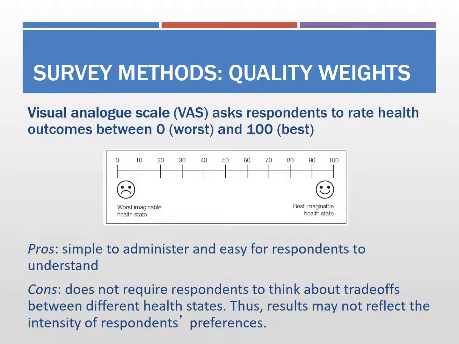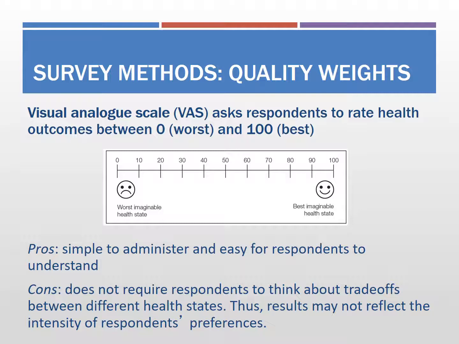One very simple way to do it is the visual analog scale, the VAS. Just like the picture you see, it has a scale from 0 to 100, where 0 is the worst and 100 is the best health status. We can send out a survey to the patients and ask them how healthy they think they are. The pro of this strategy is that it is simple: it's very easy to read, simple for the administrator to record, and easy for the respondent to understand.